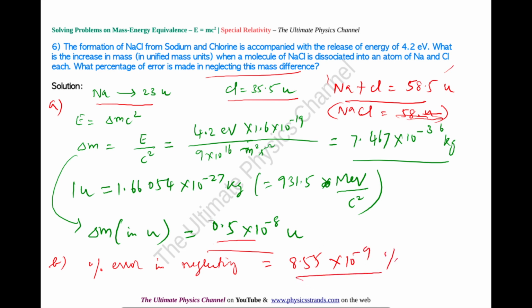So that's a very small value, and that is why in such chemical reactions it is okay if you don't consider this mass defect. By mass defect I mean the difference in the masses between the sum of the components and the actual total mass of the product.